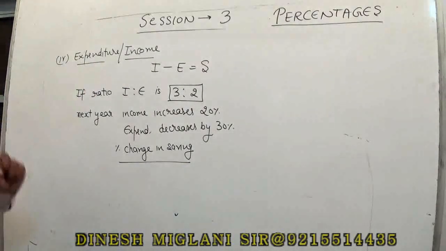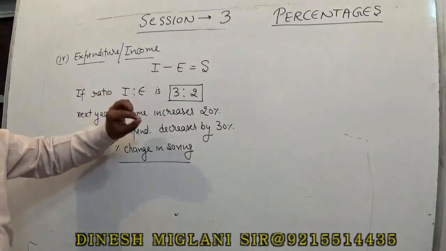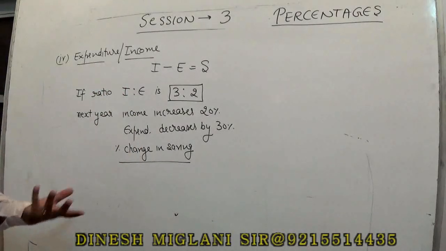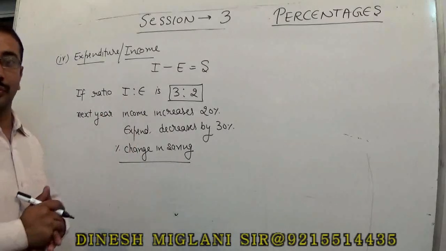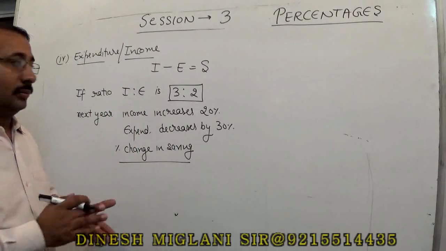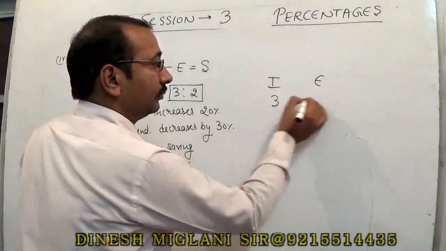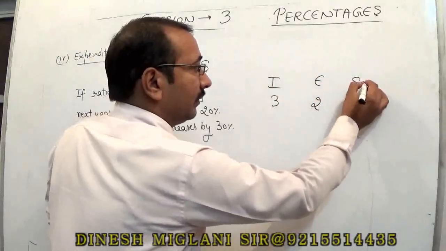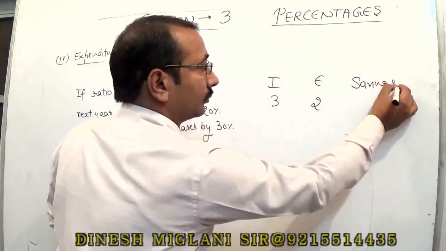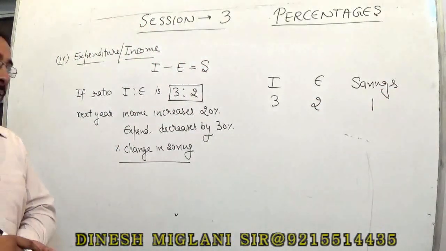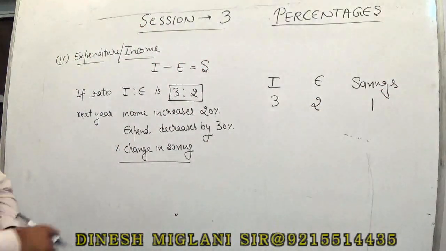When we look over this question, everywhere we are using percentage, no absolute value is involved. It simply means that to answer this question, we will assume the income and expenditure to be 3 and 2. Income is 3 and expenditure is 2, so I can say the savings is equal to 1.